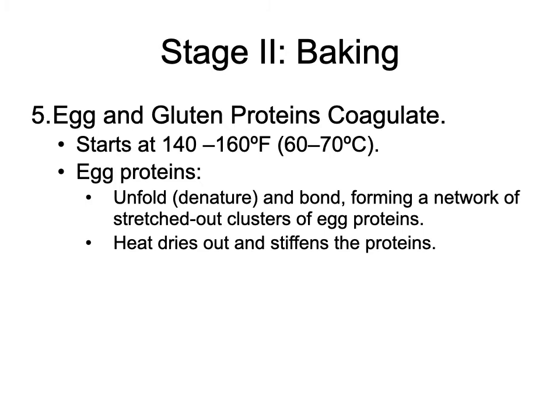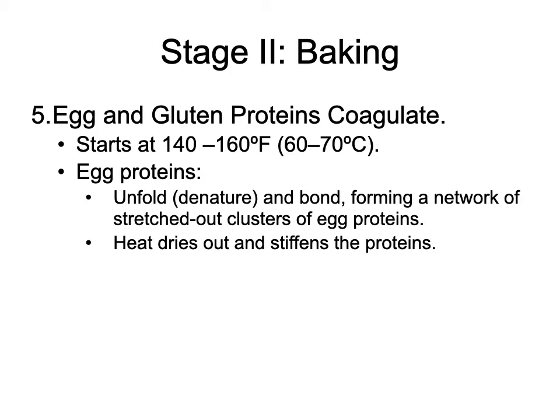In some cases, the eggs are the only structure builder. A good example of that would be an angel food cake, where eggs are probably about 90% of the structure builder. Flour plays very little role. There's very little in the way of other dry ingredients. Mostly, angel food cake is made out of egg foam and sugar. There's a little bit of flour, but mostly it's egg foam and sugar.